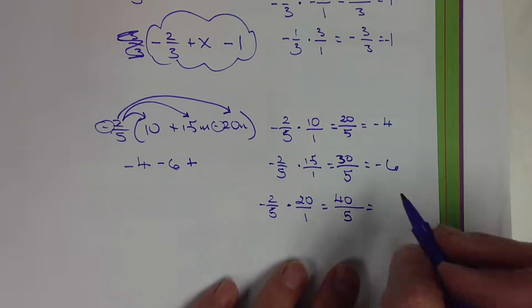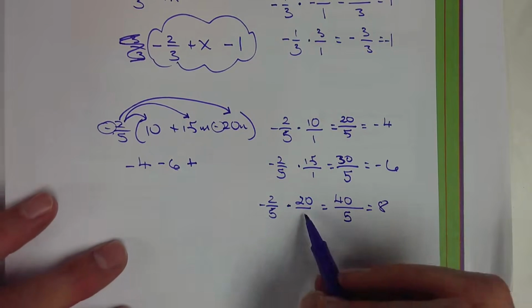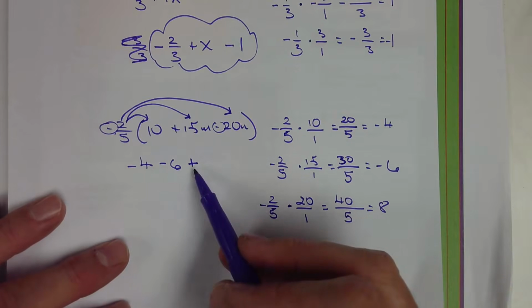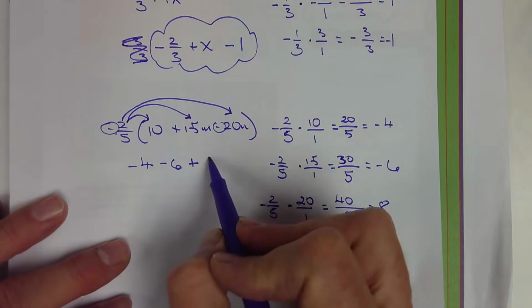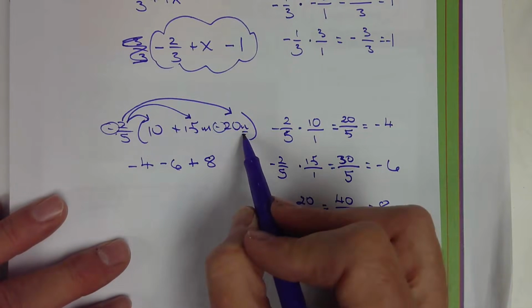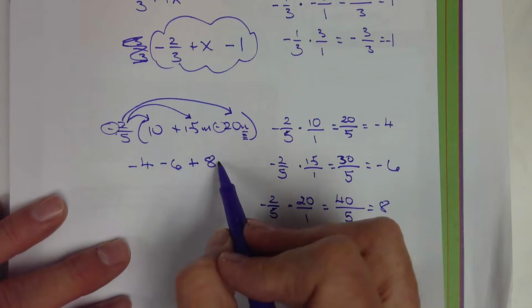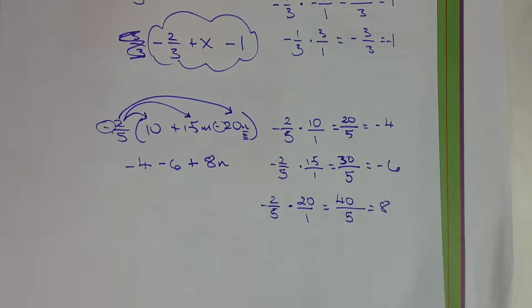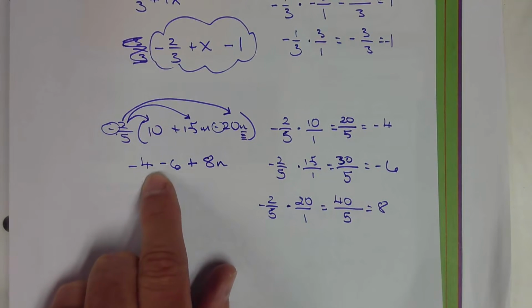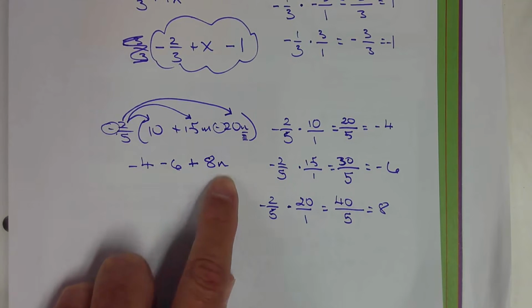8 times 8. And since they're both negative, we already put a plus there. So it's going to be 8, but don't forget about the n. I'll just put 8n. So that one is negative 4 minus 6 plus 8n.